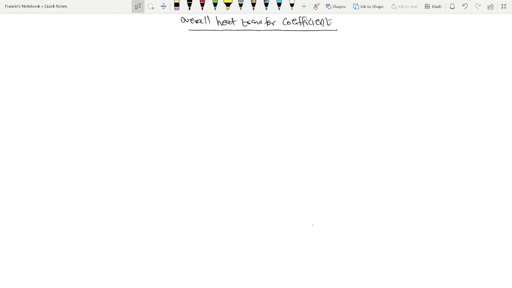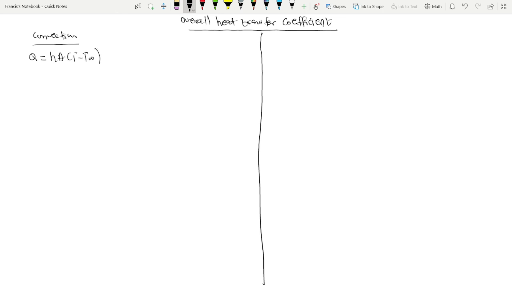In today's video, we'll be looking at how to evaluate overall heat transfer coefficient. So now we know that when we say heat transfer coefficient, what comes to mind is the heat of convection, right? Because from the heat of convection equation, using Newton's law of cooling, Q = hA(T − T∞), this h here is called the heat transfer coefficient.